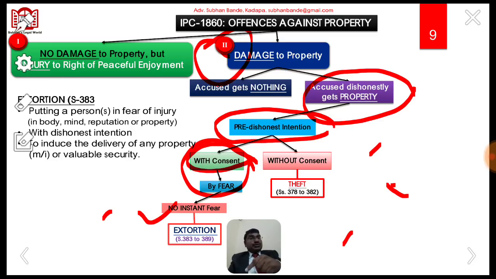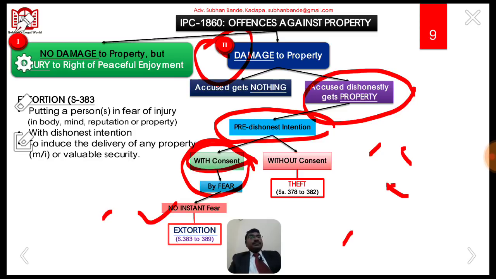The accused puts a person in the fear of injury. This is the first ingredient. The accused puts the son of a person in the fear of injury in body, mind, reputation or property of the person's son. Here a person's son is a person of interest to such victim. The victim is the person whose property is removed by the accused.